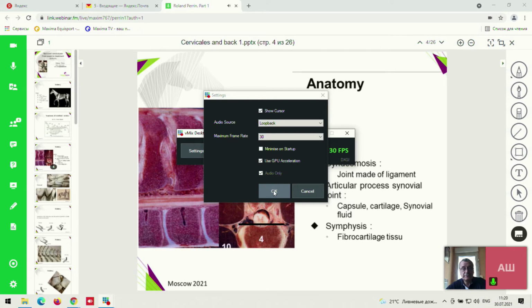When you look at the cervical, you can see that the articular joints are very big and very flat.